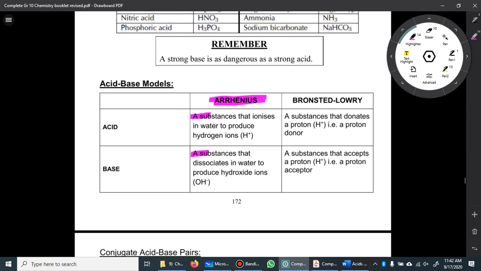So acids are things that ionize in water and produce hydrogen ions, which we know becomes hydronium ions, and bases are things that break up or dissociate in water and form hydroxide ions. So take a second and write that down.